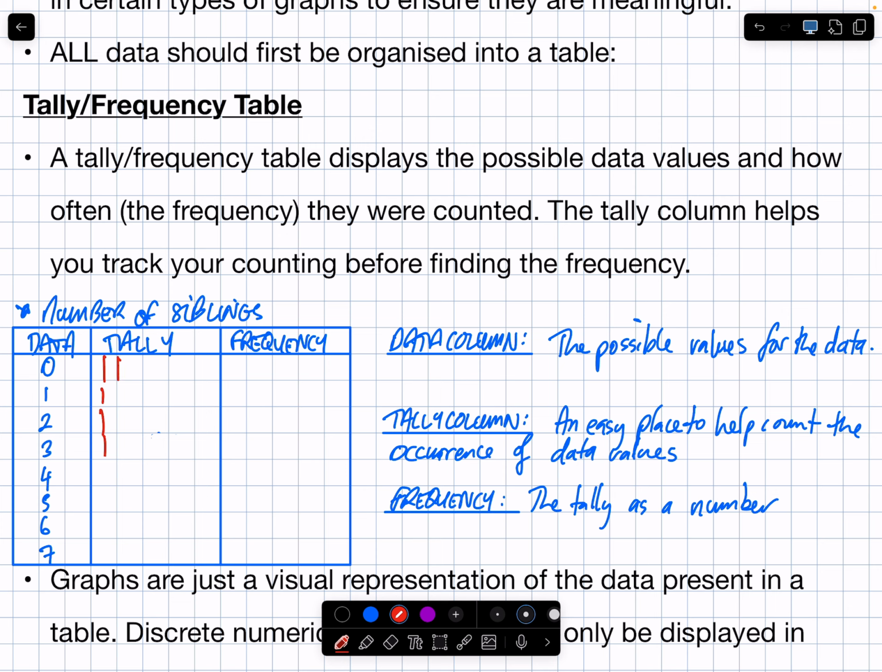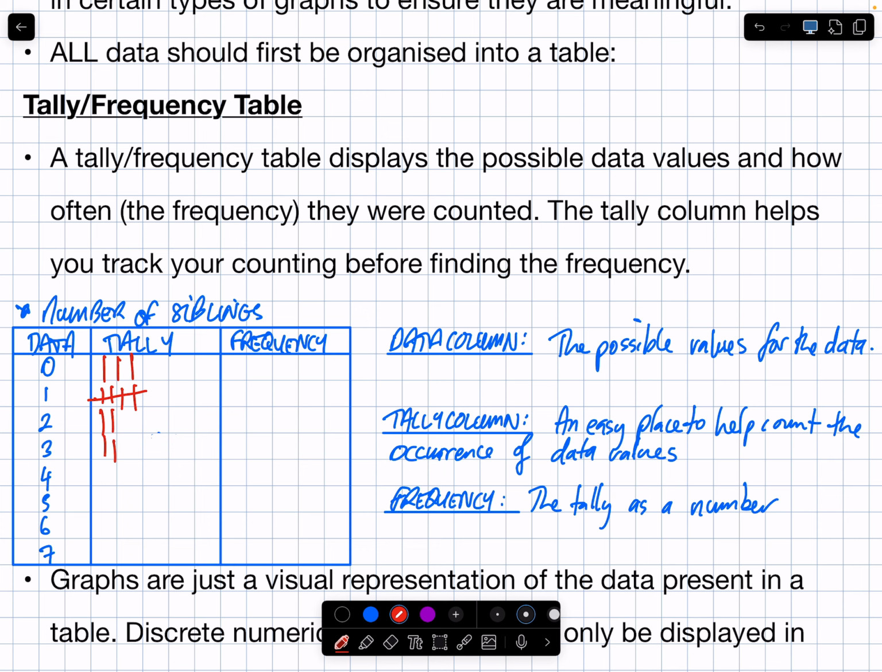0. How many brothers, sisters? 2. I mean 1. 1. Brothers? 3. Brothers, sisters? 1. 0. Brothers, sisters? 1. Shh. 2. 1. What do I do? I'm up to 4 now. How do I show that we're up to 5 for 1? Line through it.